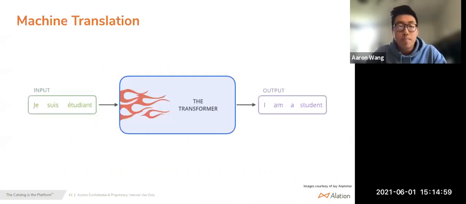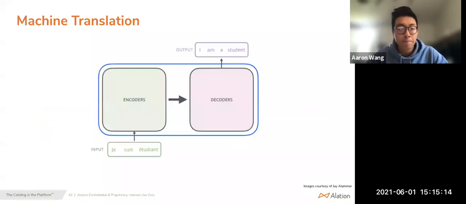Again, we'll go to our seq-to-seq task. Instead of just some random RNN model, we have the transformer. We'll be looking at translating French to English. Let's look under the hood of the transformer and understand what's going on. The transformer is made up of two sections, really two models: the encoder model and the decoder model. There's nothing special about this type of architecture.